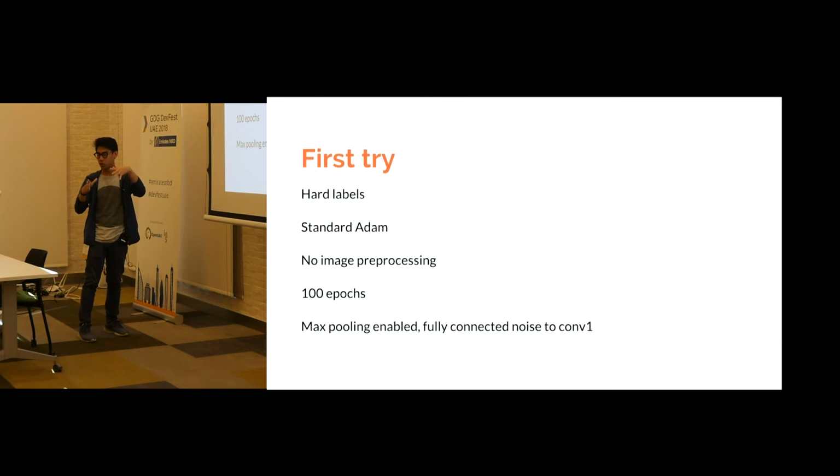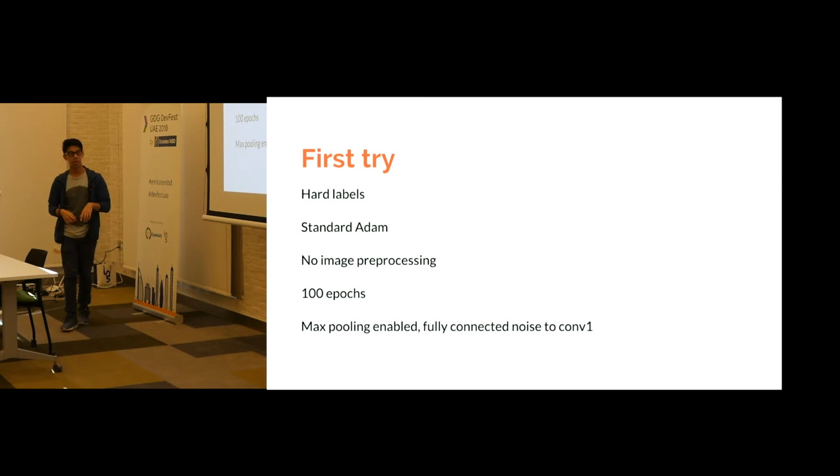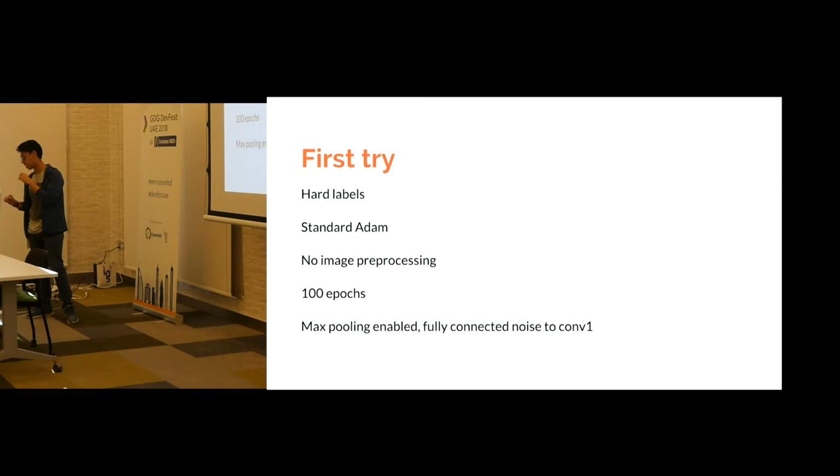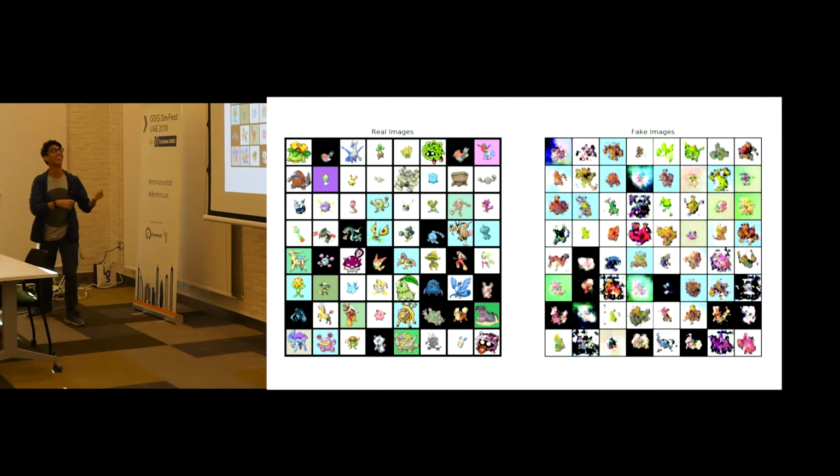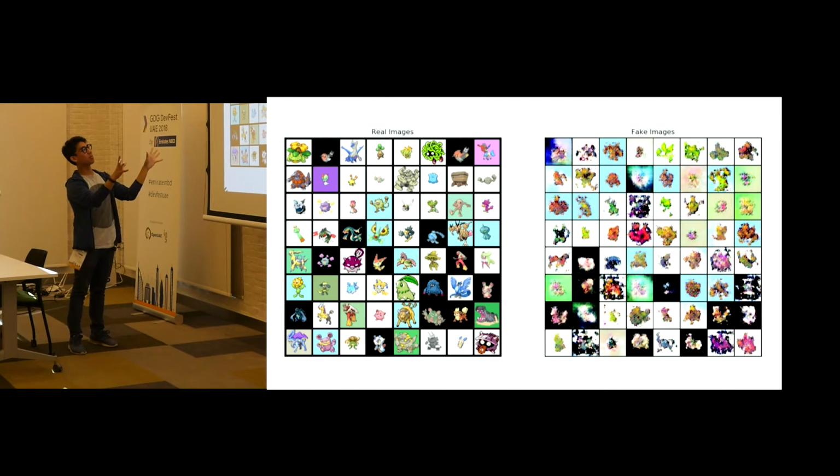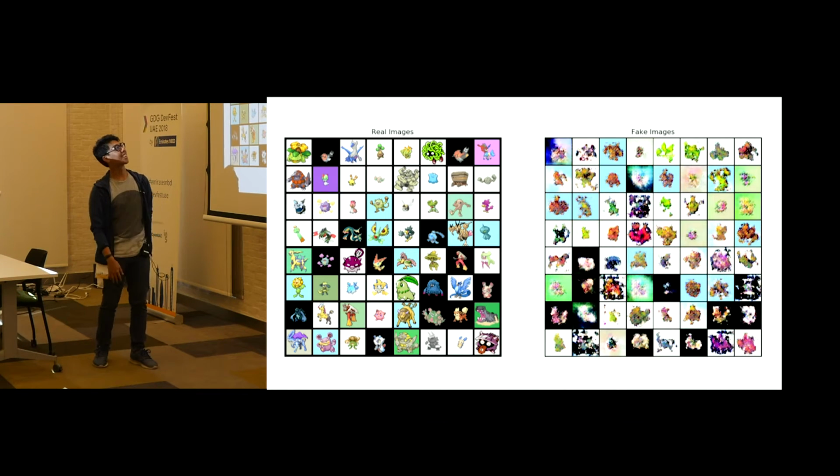Max pool is another way to shrink down images, but in the network I used strided convolutions to pool down the images. So I had max pooling enabled the first time, and I had a fully connected noise to convolution 1 layer, which is actually a bad idea because you get images that look like this, like this, like this. I did no preprocessing here, and you get a cloud of mess and disappointment.